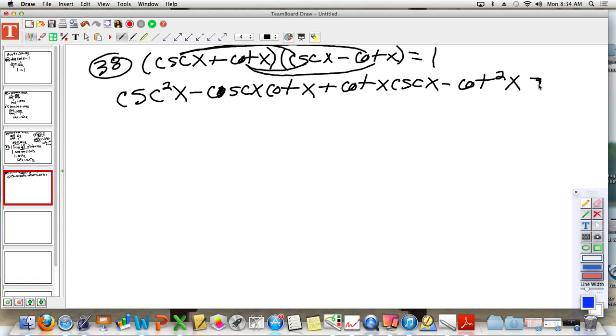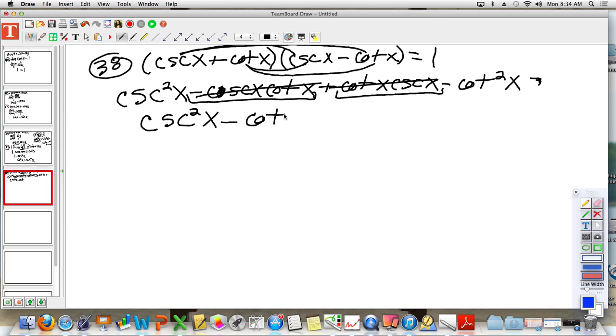Yes, these two things, even though this one says cosecant cotangent, they're still being multiplied by each other. This one is written in the opposite order. Cotangent of x, cosecant of x, they're exactly the same thing. So we have a minus and a plus. That cancels them right out. What are you left with? Cosecant squared of x minus cotangent squared of x.